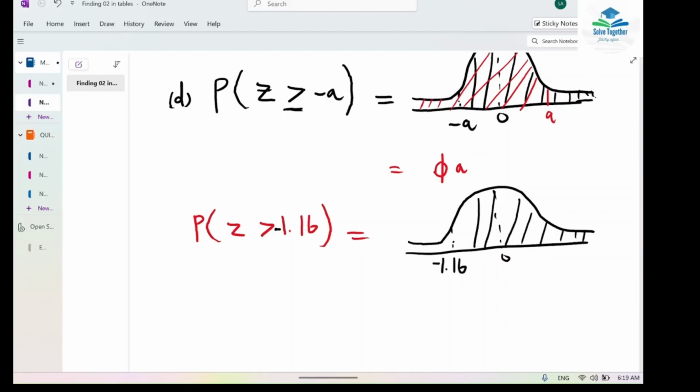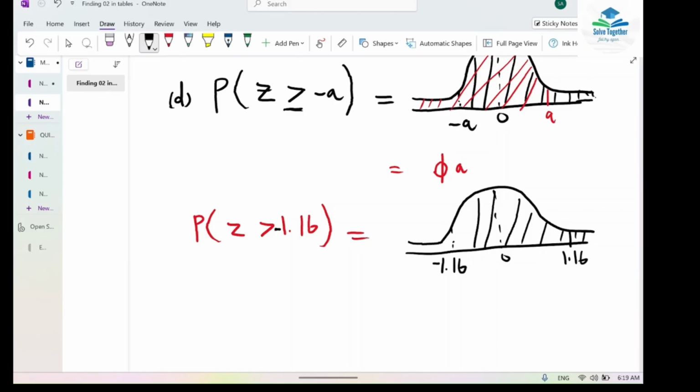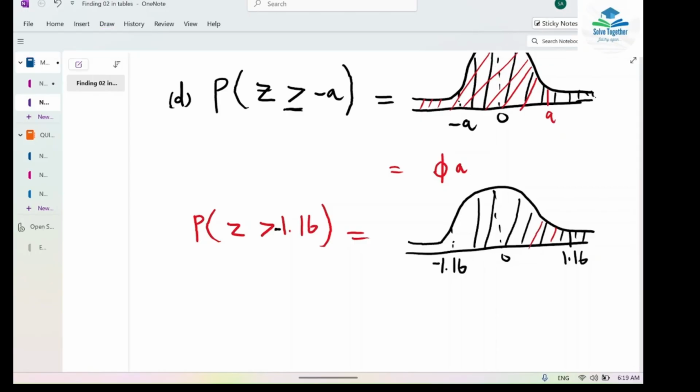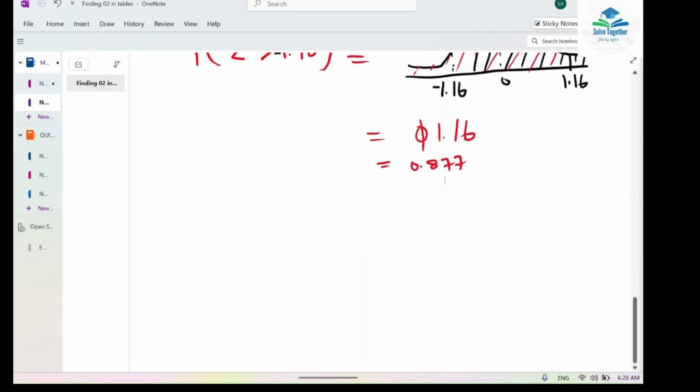So we transform this negative 1.16 to positive 1.16, and we want this region. So this will be just phi of 1.16. And from tables, this will give us 0.877. Okay.